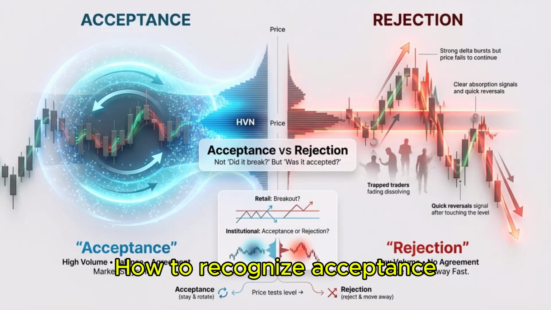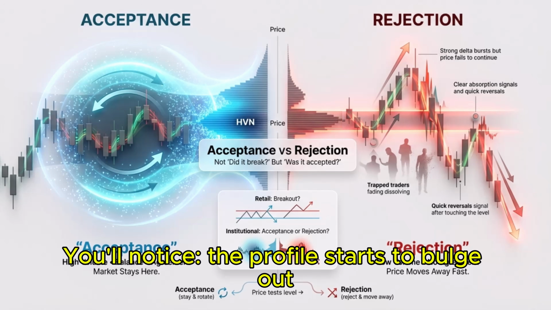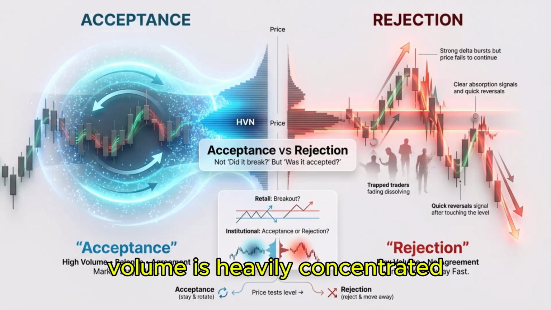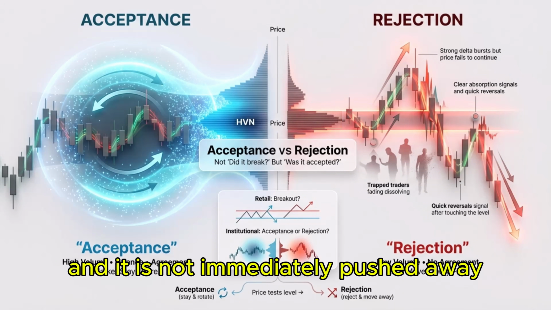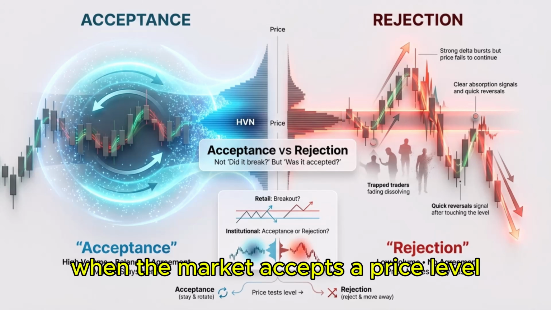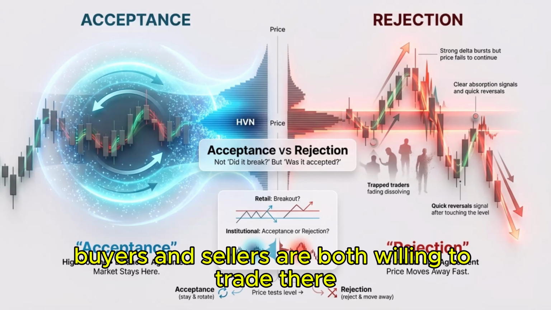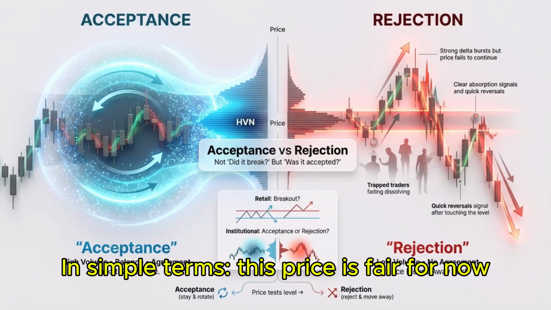How to recognize acceptance. Acceptance is very visual. You'll notice the profile starts to bulge out. Volume is heavily concentrated. Price stays in that area for a long time, and it is not immediately pushed away. What acceptance really means: when the market accepts a price level, it means buyers and sellers are both willing to trade there. There is a relative balance, and the market sees no urgency to move away. In simple terms, this price is fair, for now.